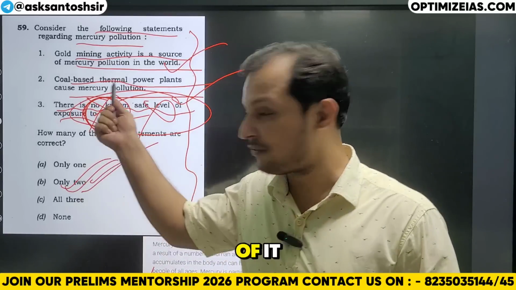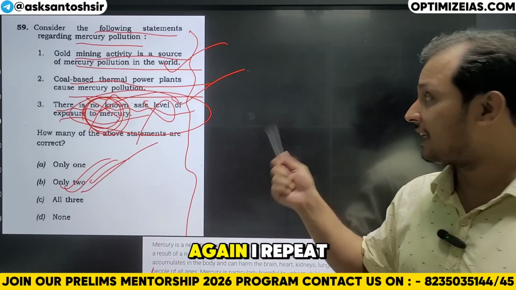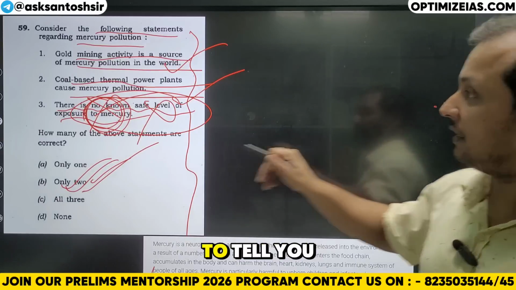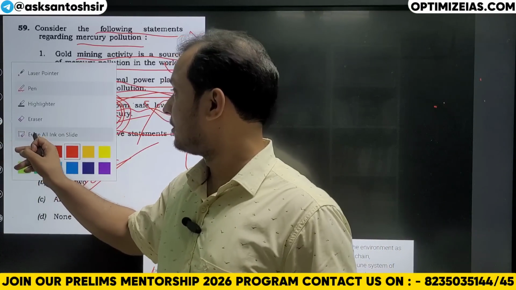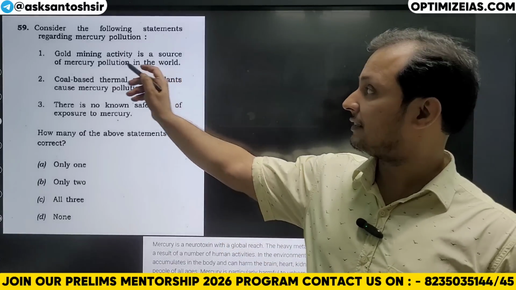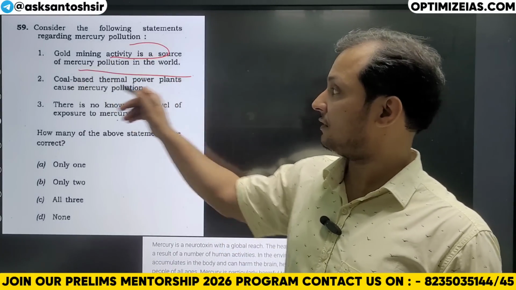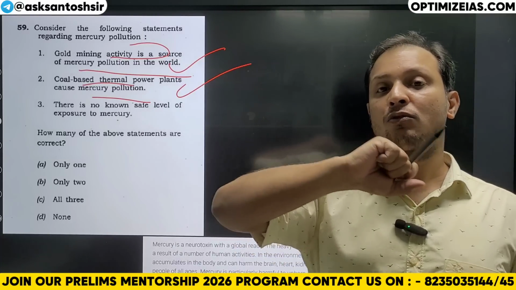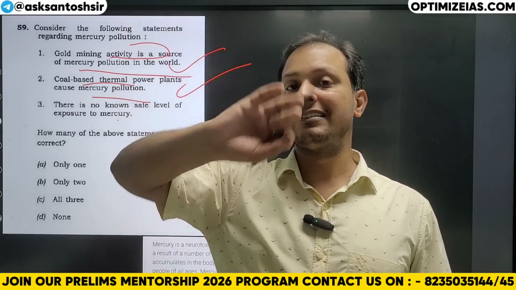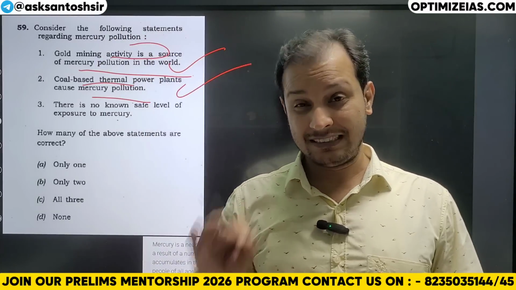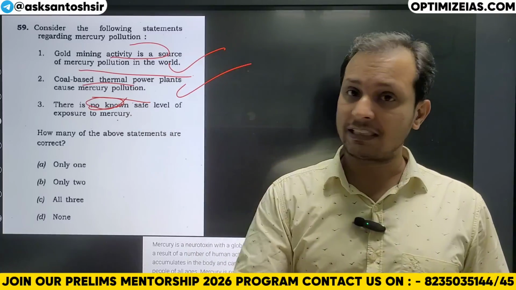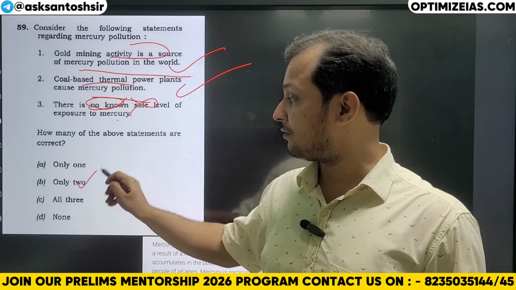Honestly, I'm telling you, this is proof of it. That's why I kept this question for the last. Again, for people who have not understood this, let me repeat. Whenever they say that this is responsible for this pollution, generally those statements are correct. Like they'll say a power plant will release this gas. Generally that is correct, because even in small quantities it can release. In this case, no is there. No is an extreme word. Eliminate that, you get the answer only 2.